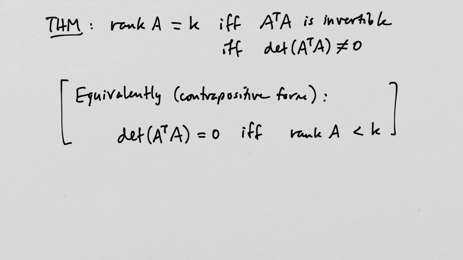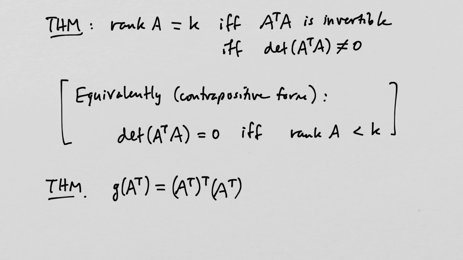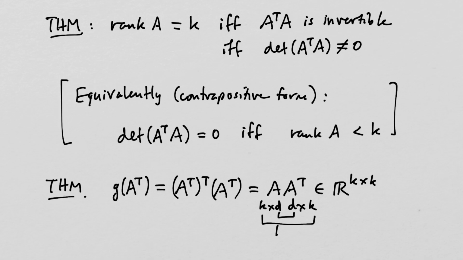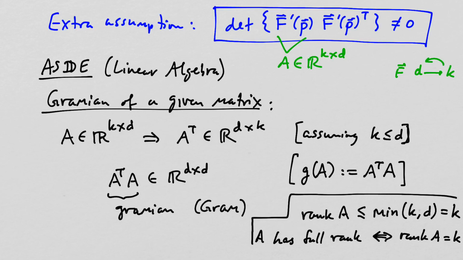So we're going to prove this in a moment. Oh, and by the way, we can add a second theorem. If I look at the Gramian of A transpose, remember, when you form the Gramian, you have to take the transpose of your given matrix first, and then write your given matrix after that. So that would be just A times A transpose. That's of size K by K. The original matrix A was K by D, the transpose is D by K, and the original Gramian was D by D.